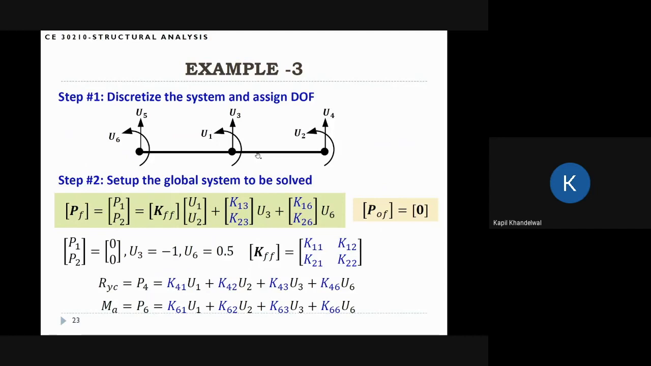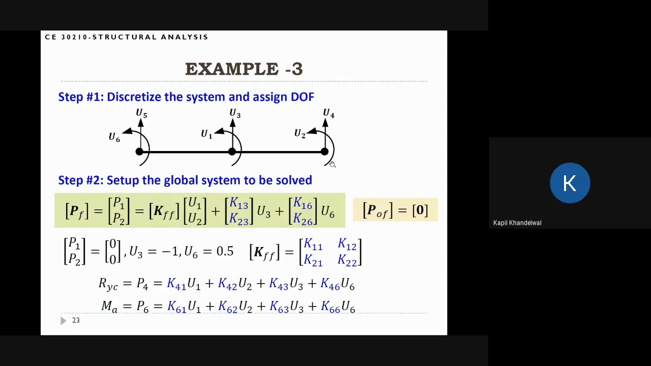So the first free degree of freedom is the rotation at B. I'm calling it U1. And then there's the rotation at C, U2. And there is a vertical displacement, this is U3, and U4 is the vertical displacement at C. And then U5 and U6. Okay. So these are the degrees of freedom.